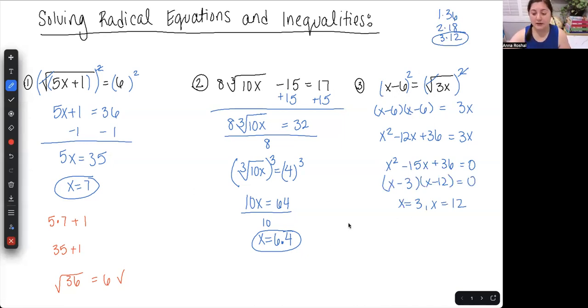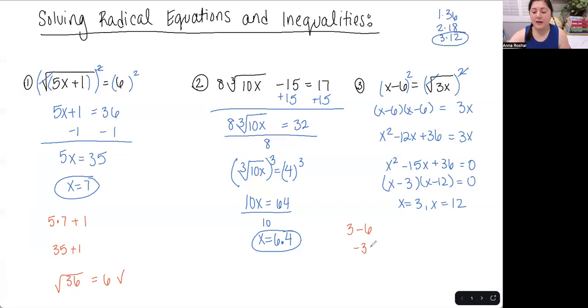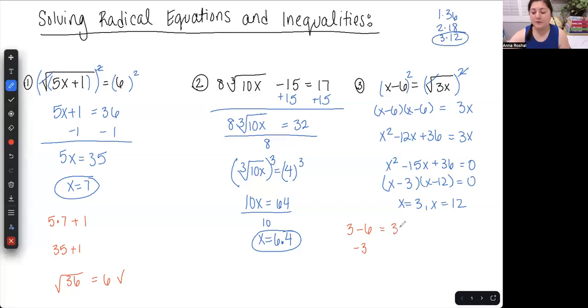each individually. So I'm going to end up with 3 minus 6, and that equals -3. And does that equal the root of 3 times 3, which is regular 3? Since those don't equal each other, I know that x equals 3 is an extraneous solution. So then I'm going to check the other one.